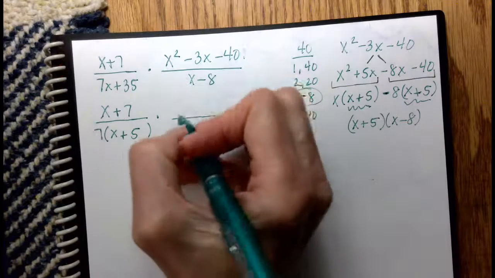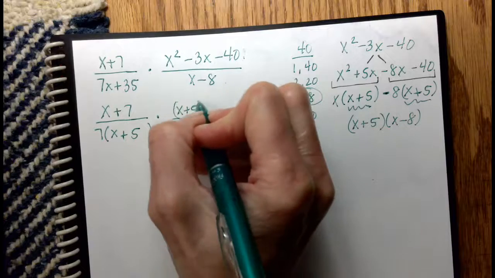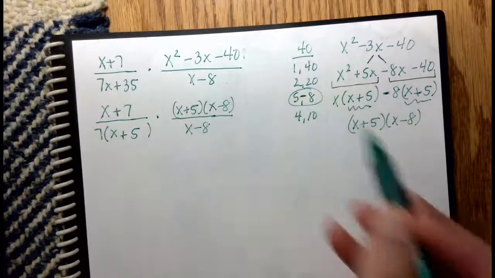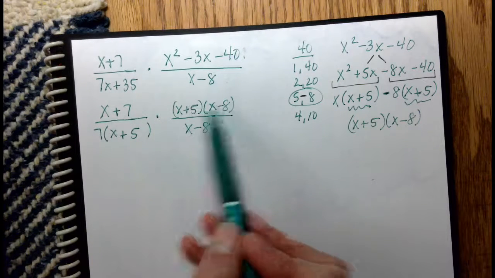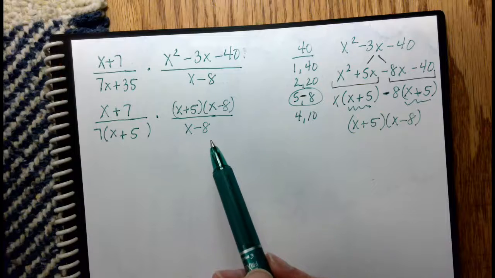And we can fill that back in over here. x plus 5 times x minus 8. And again, at Edmentum, they like to put it all into one. Everything from the top of the fractions is together. Everything from the bottom of the fractions is together.